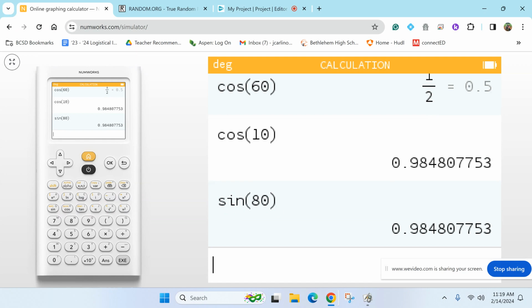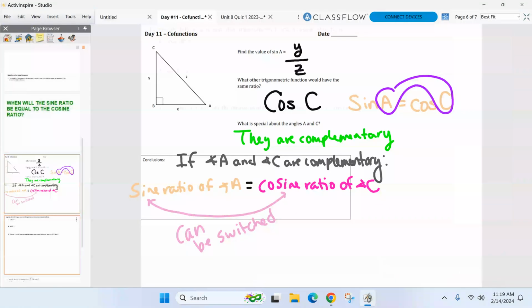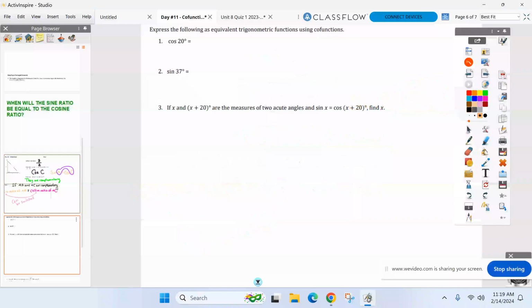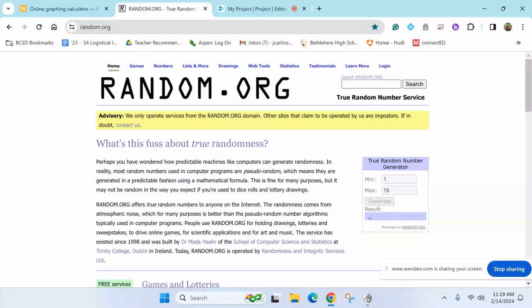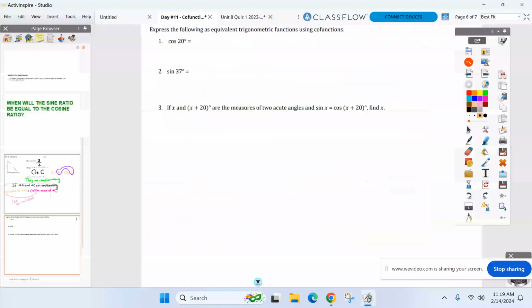Okay, let's test this out now. Cosine of 20. Here are my directions again. Write an equivalent trigonometric function, which means sine, cosine, tangent, that are going to be equal. So cosine of 20 is going to have the same value as, let's go to the numbers with you guys. Number 1. Charlie, same as sine 70. Why do you pick 70? The ratios are only equal if the angles add to 90.